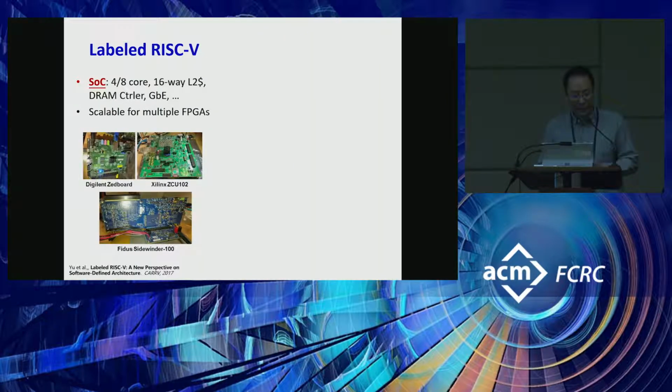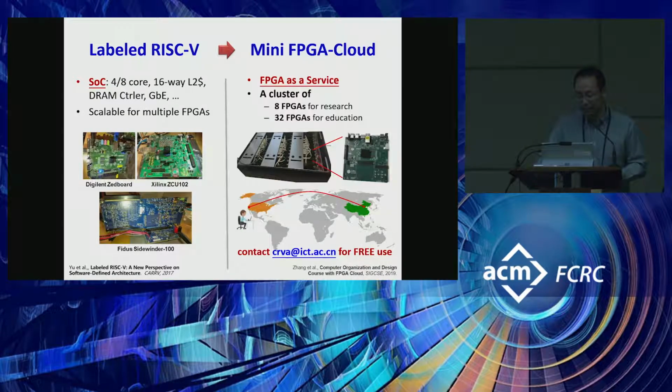Then we built a prototype, which we called labeled RISC-V. It is an SoC that is scalable to multiple FPGAs. Based on that, we built a mini FPGA-Cloud, where we deploy FPGA as a service. There are two versions of FPGA clusters: one cluster of 8 FPGAs for research, and another with 32 FPGAs for education. It is open and free for use.